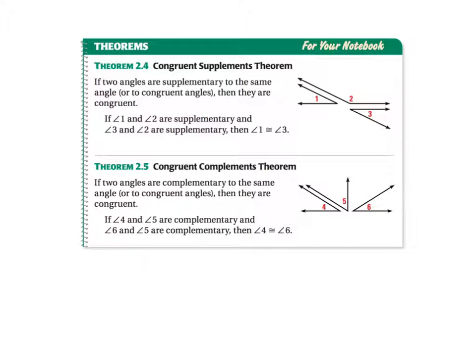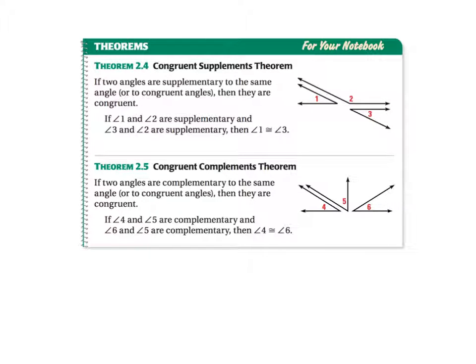So if you look at this diagram, they give a nice example. If angle 1 and angle 2 are supplementary, and angle 3 and 2 are supplementary, so 2 and 3 are supplementary, then that must mean that angle 1 and angle 3 are congruent. So let me give you an example.